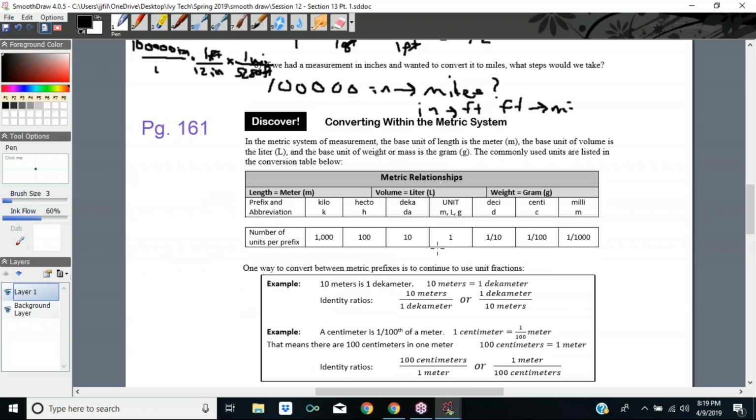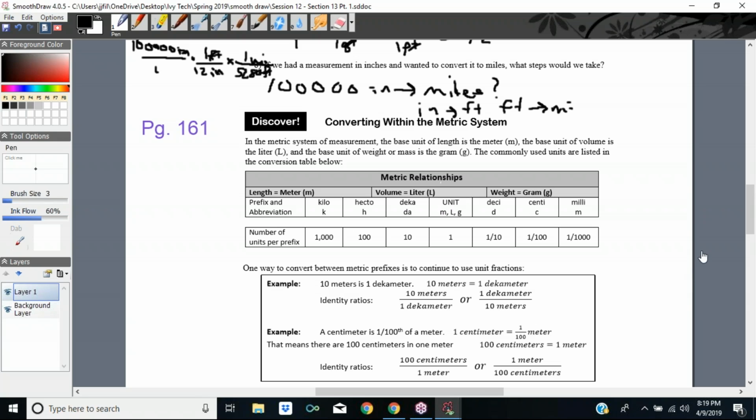Okay, any questions on those US customary units at this point? Or I should say, what questions do we have on those? Because the easy answer is, no, there's no questions, Mr. Falutz. All right, well, let's look at page 161.